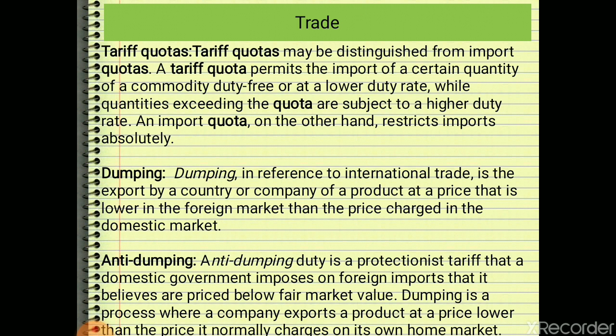So ultimately, if we have imported at 10 rupees and our domestic players are selling at 20 rupees, the government will impose an anti-dumping duty of 10 rupees. So that product can also be sold at 20 rupees only. So there will be good competition, the customer will buy based on quality, and there will be protection of domestic players also through anti-dumping duty.